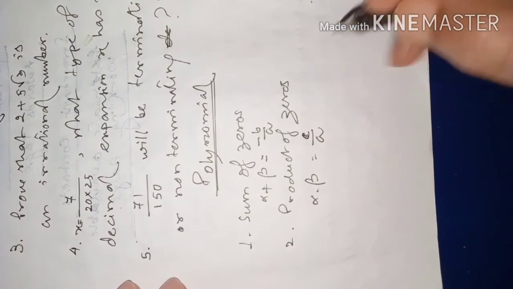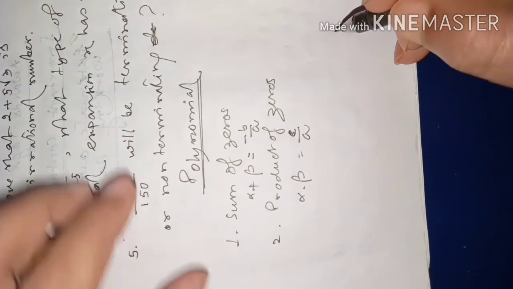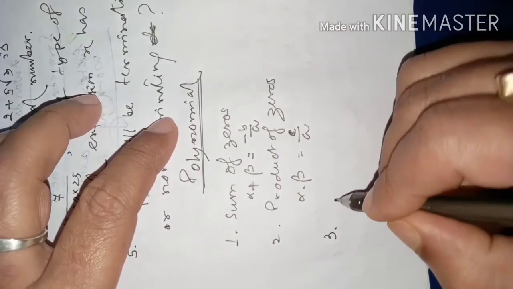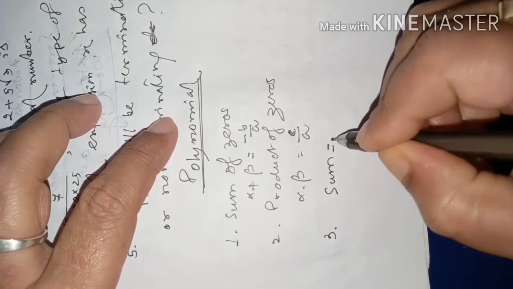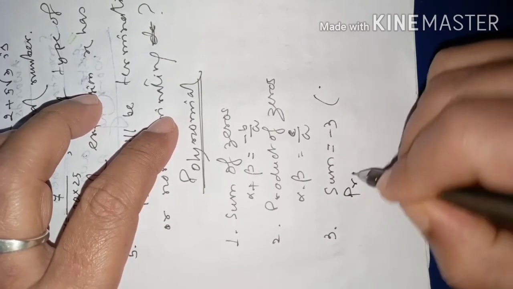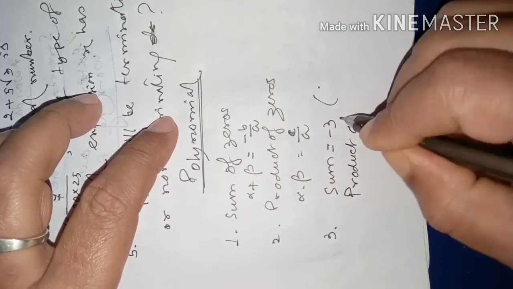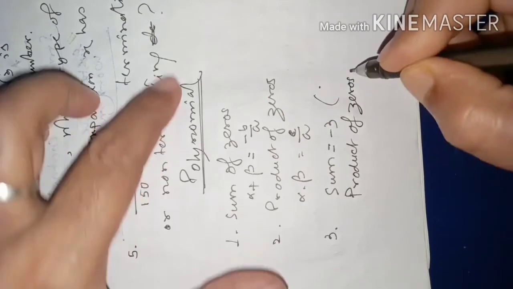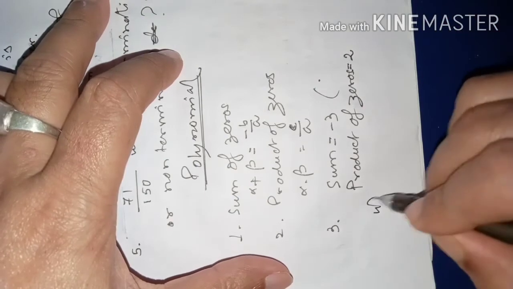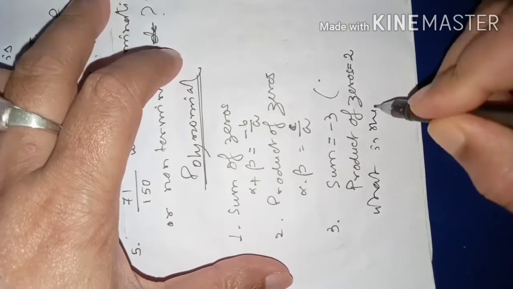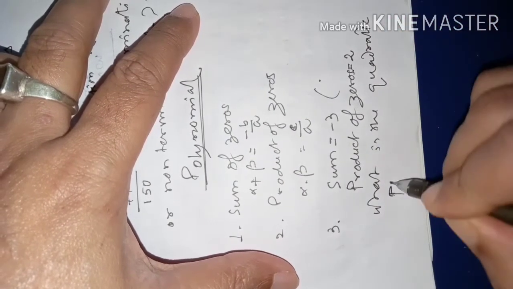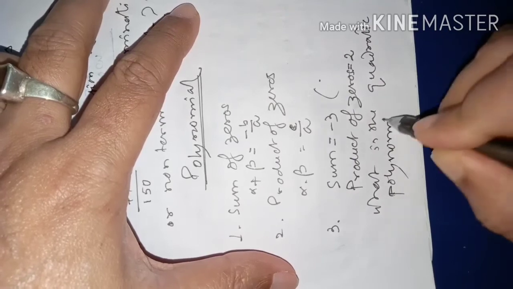Suppose the sum and product of two zeros are given, you have to form the quadratic polynomial. Suppose the sum of zeros is given as minus 3, and the product of zeros is given as 2. Then what is the quadratic polynomial? This type of question you must go through.